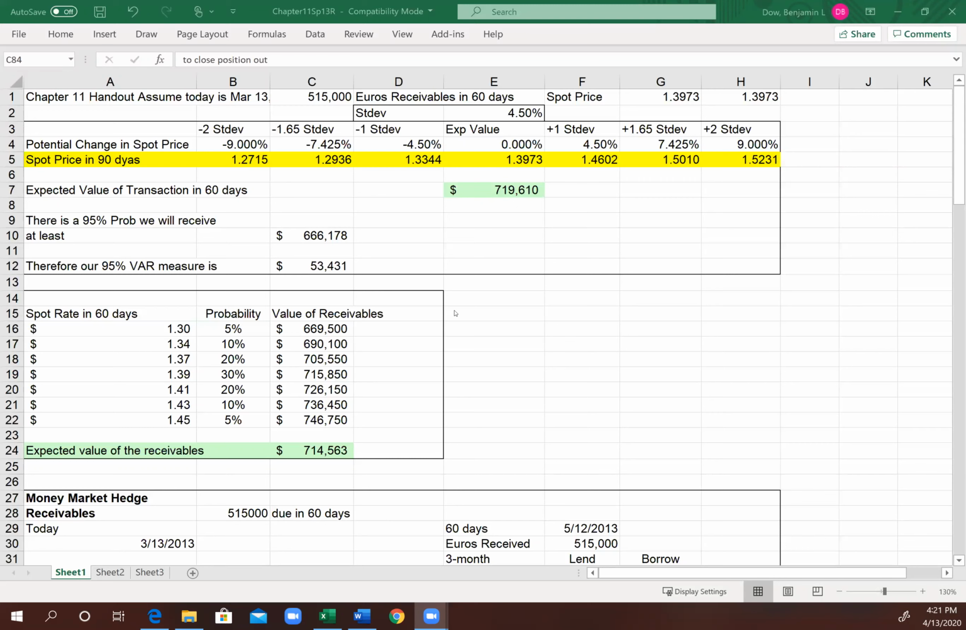So the first thing we have to figure out is how do we find the expected value of the receivables. Well, if you look on here, there's a 5% chance that our receivables will be worth $669,500.